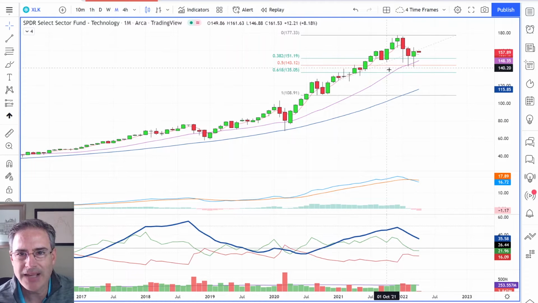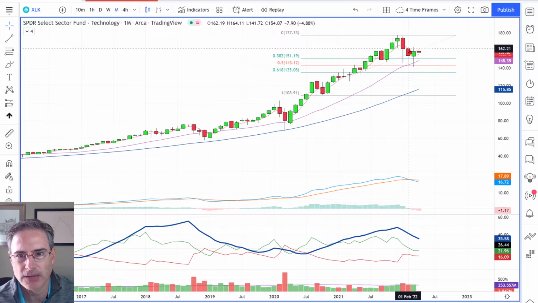Now, I think if you hold the 382, then you're in a very, very strong trend. Because if you hold 382, most of the time you're going to go back to a new high. If you hold the 50% retracement, then you are in a solid trend, and the probabilities are that you are going to continue to the upside.